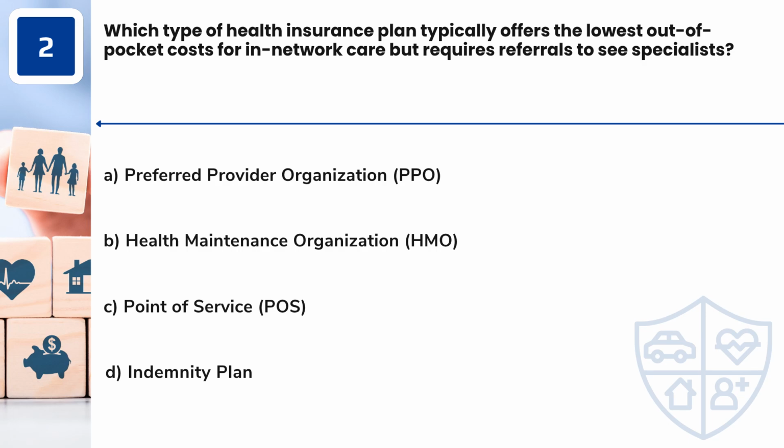Question 2. Which type of health insurance plan typically offers the lowest out-of-pocket costs for in-network care but requires referrals to see specialists? A. Preferred Provider Organization, PPO. B. Health Maintenance Organization, HMO. C. Point of Service, POS. D. Indemnity Plan.